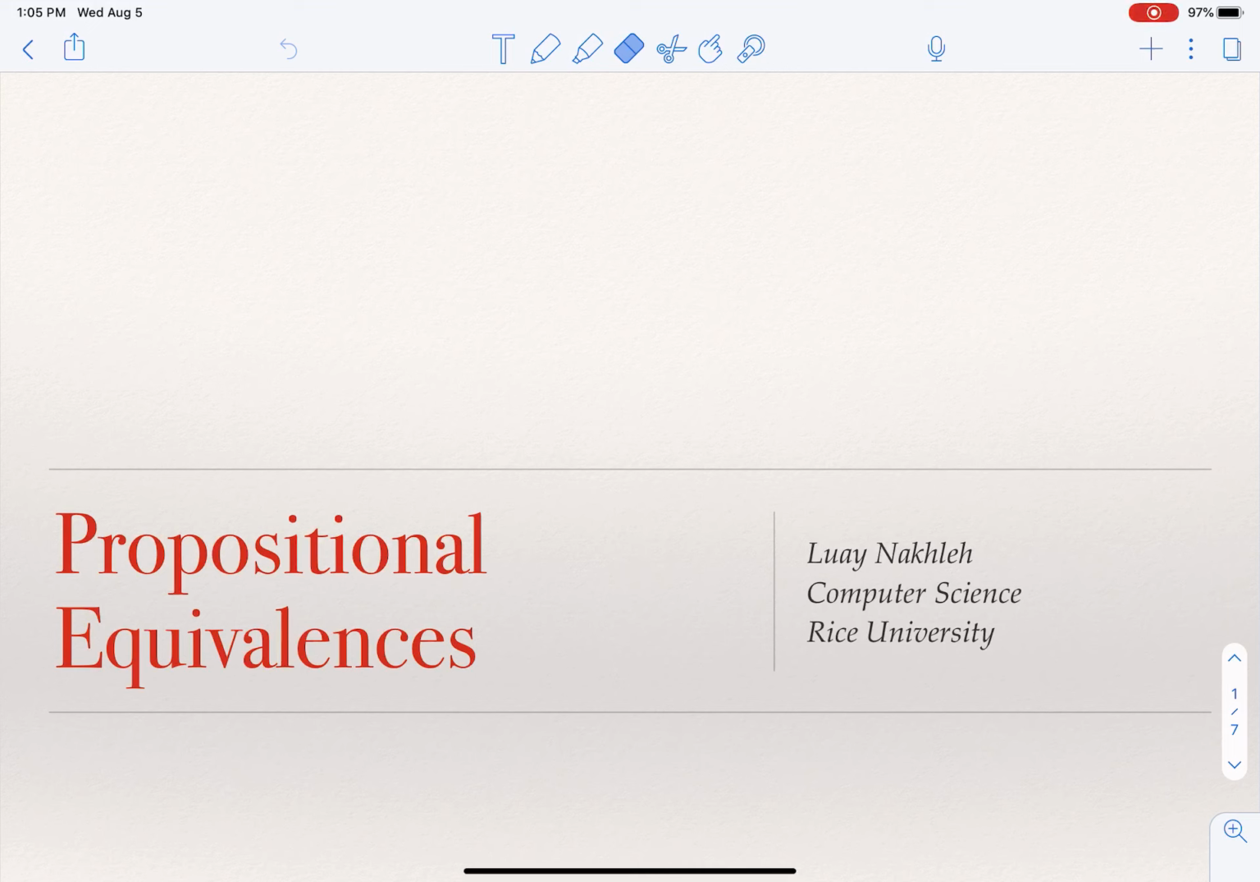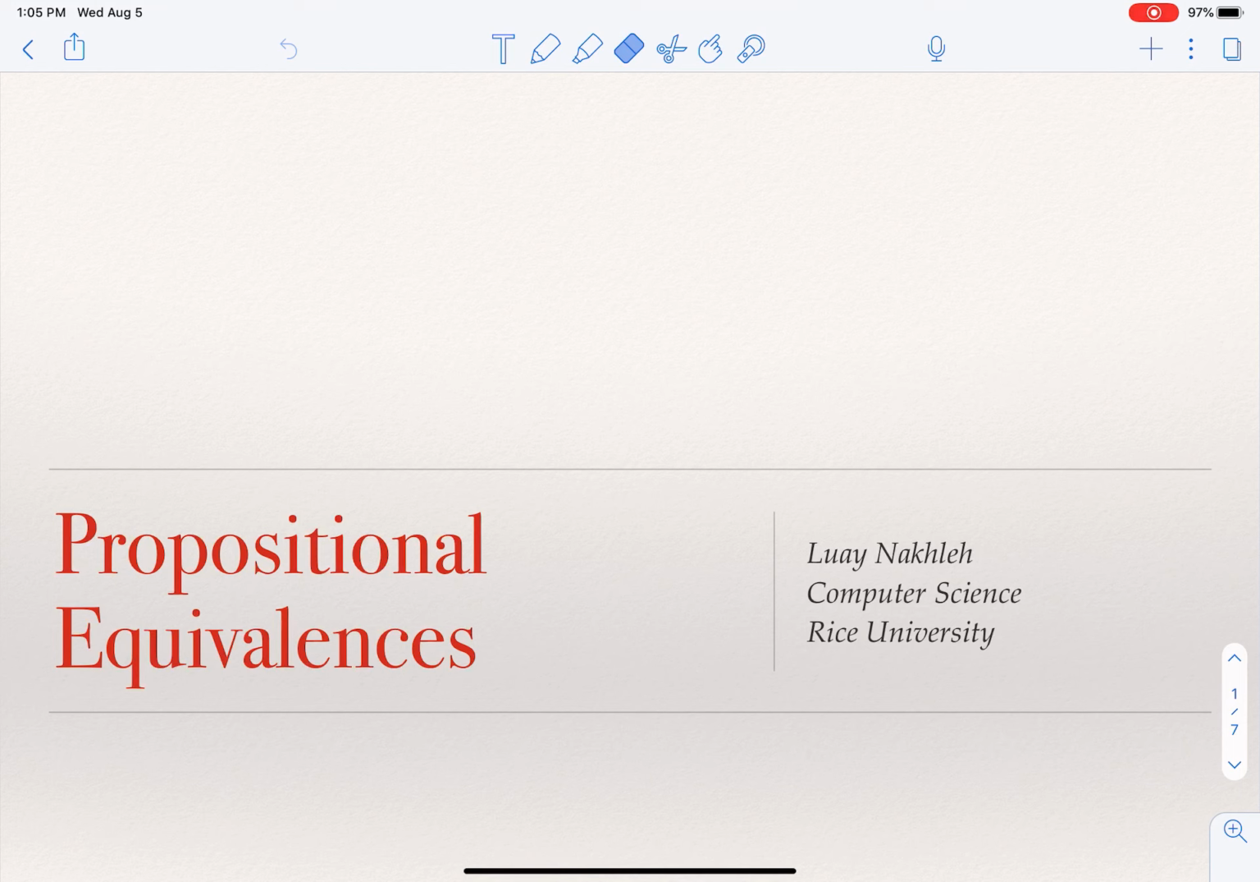We will now talk about the notion of propositional equivalences. We mentioned that we can build compound propositions, as many as we want. In fact, you can build an infinite number of them. But the question is: if someone gives you two compound propositions, are they equivalent or not?